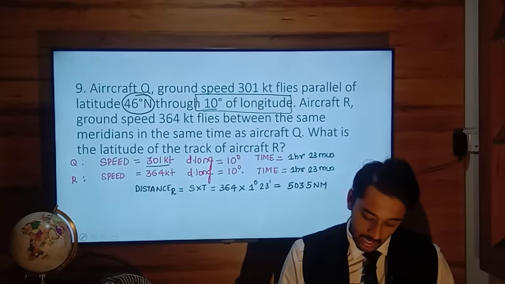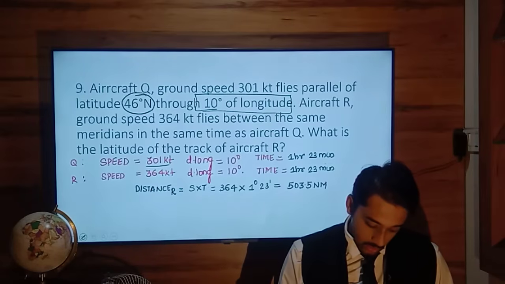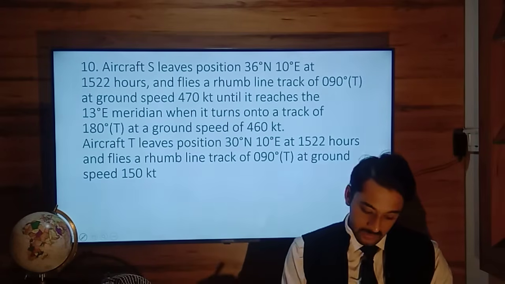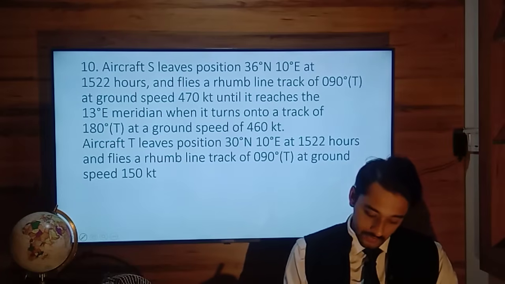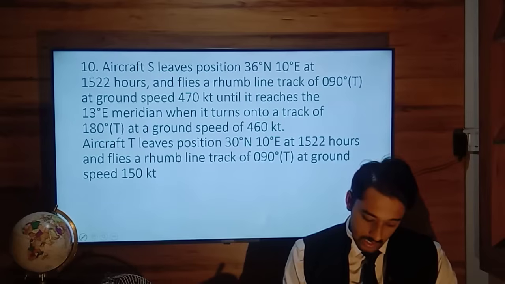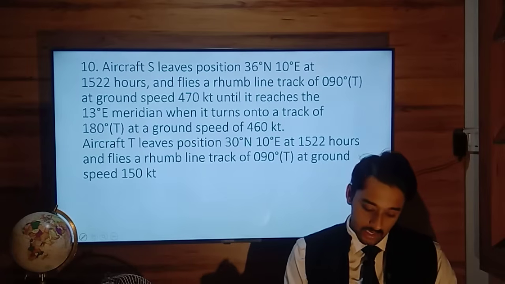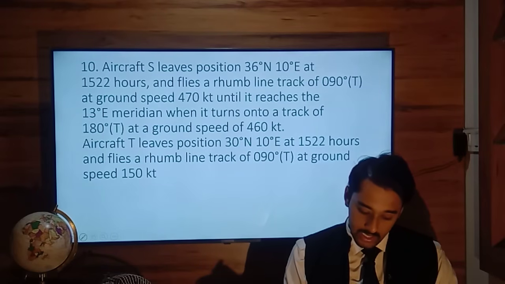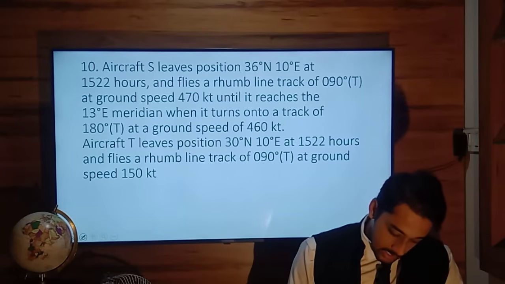So that is question number 9 for you. Let's go to question number 10. Aircraft S leaves position 36 degrees north 10 degrees east at 15:22 hours and flies a Rumline track of easterly at a speed of 470 knots until it reaches 13 degrees east meridian, when it turns onto a track of 180 degrees. So let's draw this diagram.